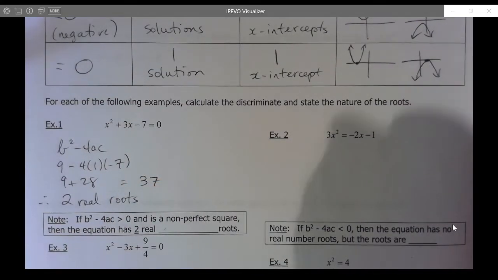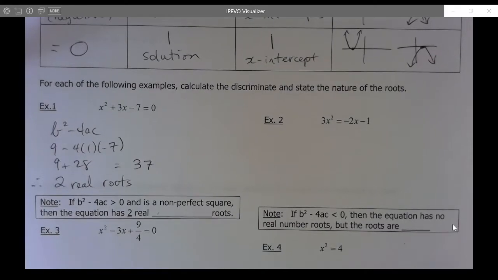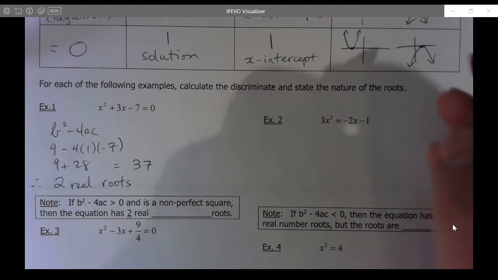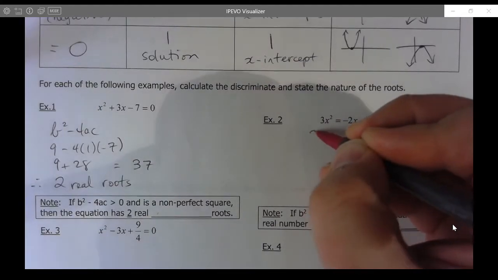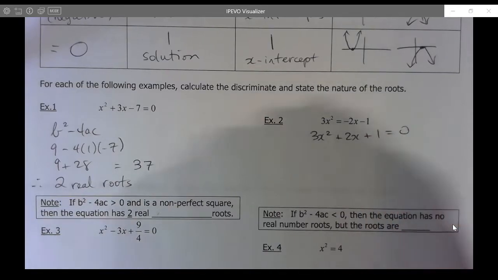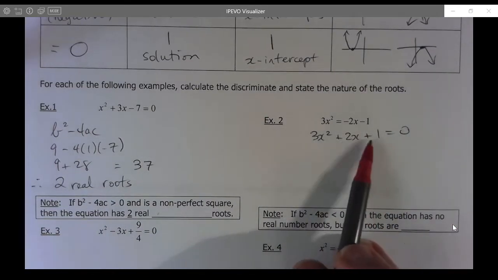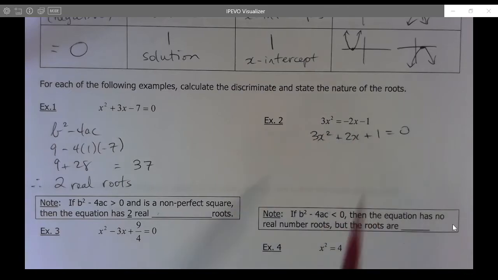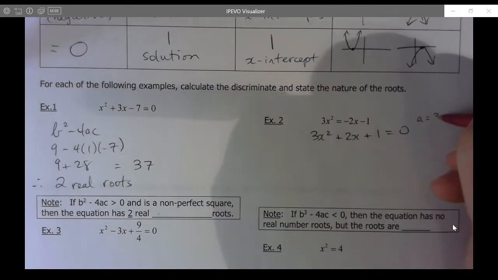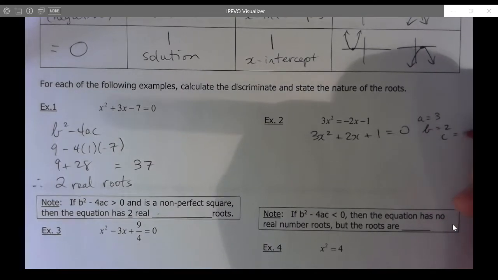And example 2 is 3x squared equals negative 2x minus 1. Okay, this one's messing with you. You actually have to start by rearranging this to make it 3x squared plus 2x plus 1 is equal to 0, so that your b and c numbers are actually 2 and 1, not negative 2 and negative 1. So maybe we should write that down. So a is 3, b is 2, and c is 1.